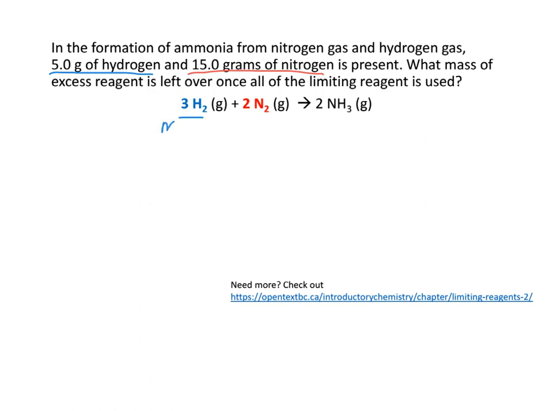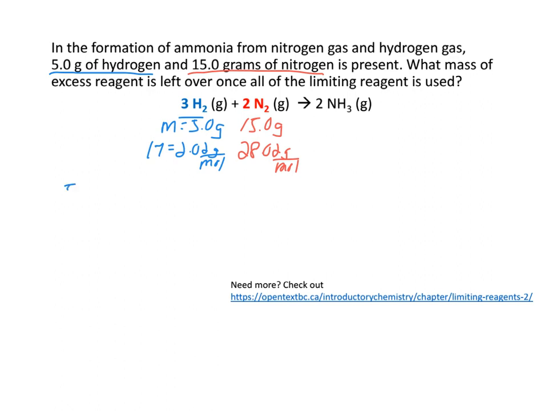All right, so we'll list off the information. 5 grams of hydrogen, and the molar mass is 2.02 grams per mole. And then for nitrogen, we have 15 grams, and it is 28.02 grams per mole.